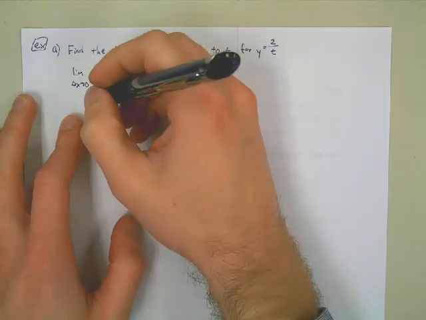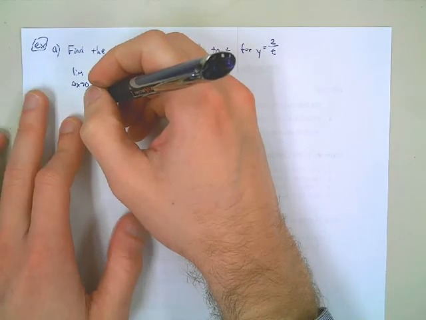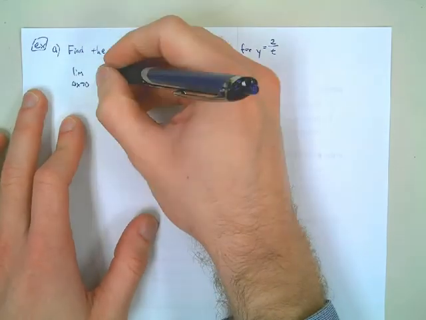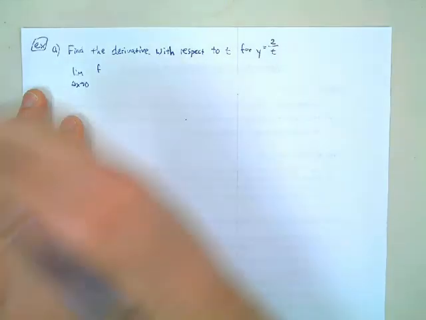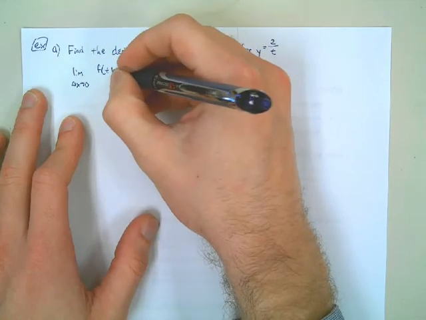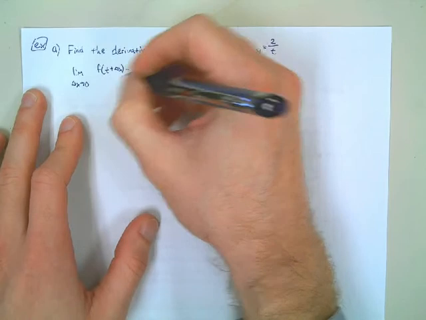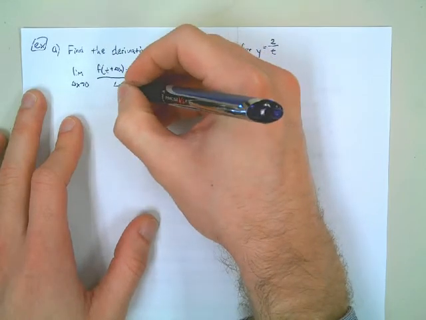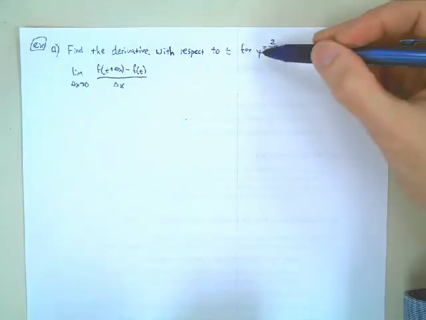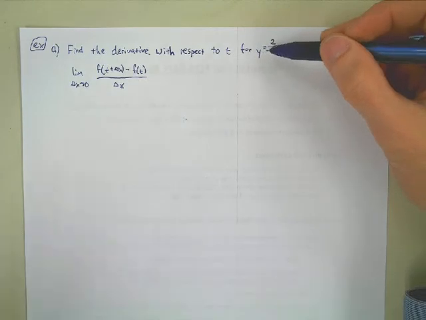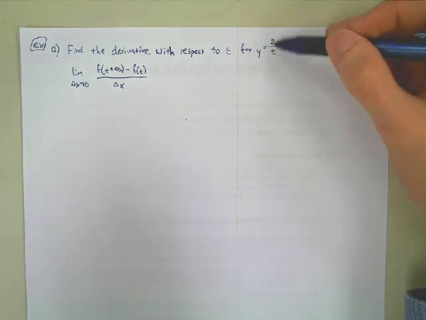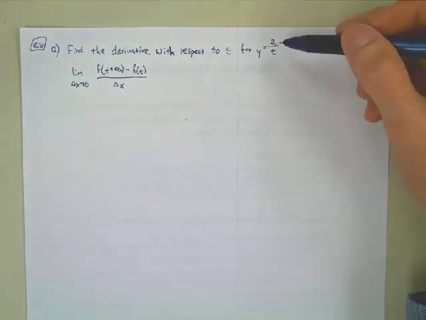So, the limit as delta x approaches 0 of f of t plus delta x minus f of t, all over delta x. And I know this is not f of t, Mr. Whitmire, it's y. But it's still the same thing to say f of t equals 2 over t, right? Same idea. And because of the way we have our limit definition set up, that's why I'm writing f of t plus delta x.